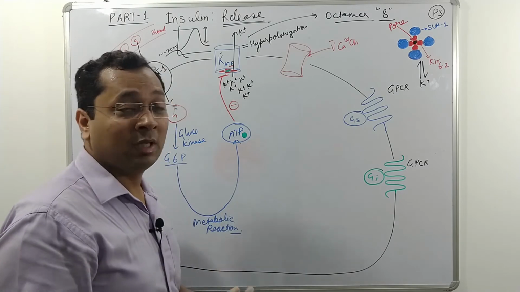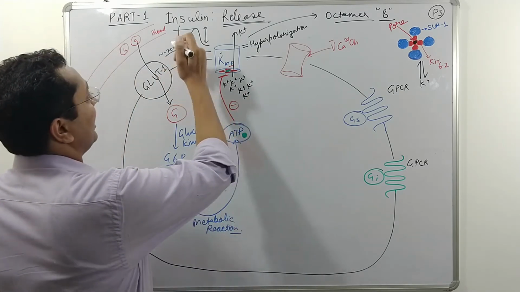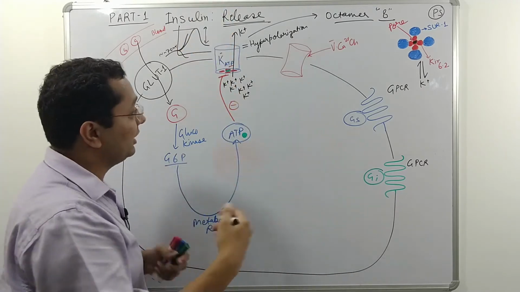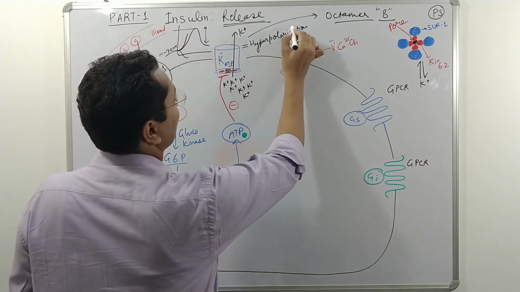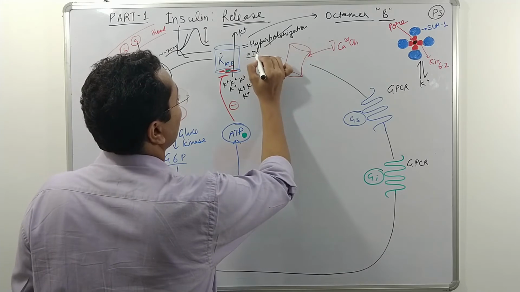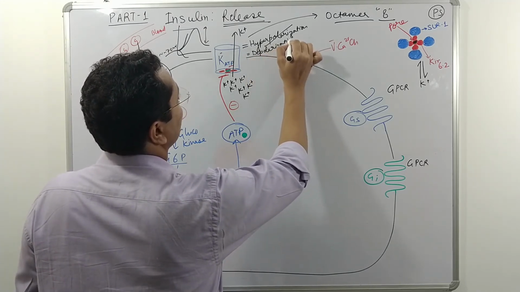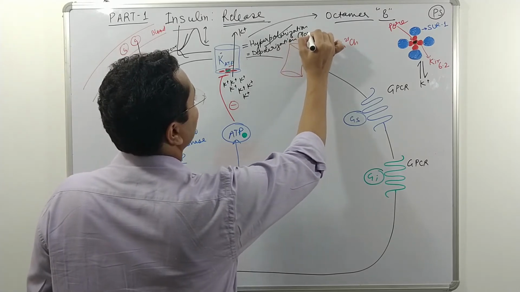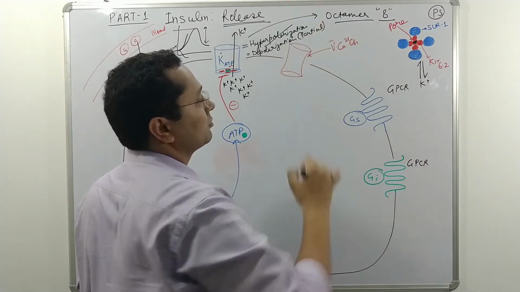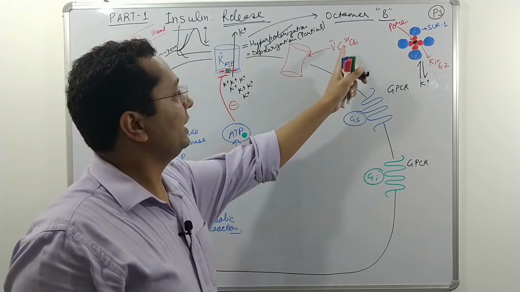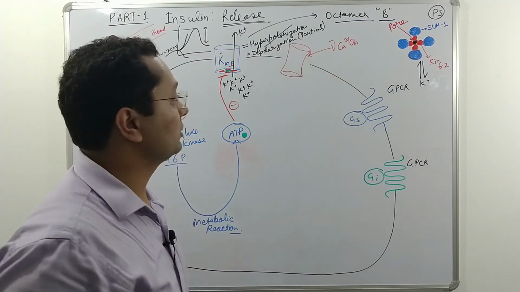There will be accumulation of potassium inside the cell, and when there is accumulation of potassium inside the cell, this membrane potential will start to rise, and when it rises, instead of hyperpolarization, this will lead to depolarization, and that depolarization will be partial depolarization. And adjacent to this we have voltage sensitive calcium channels.